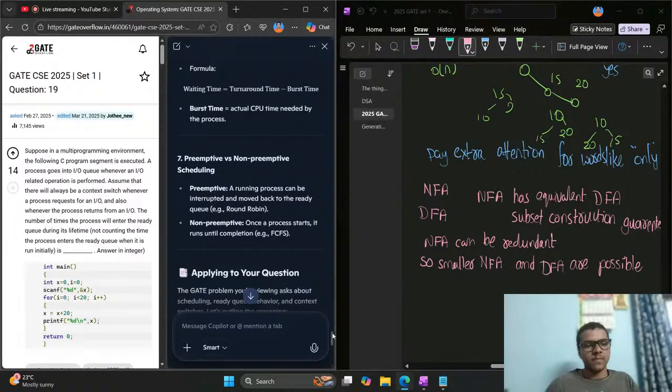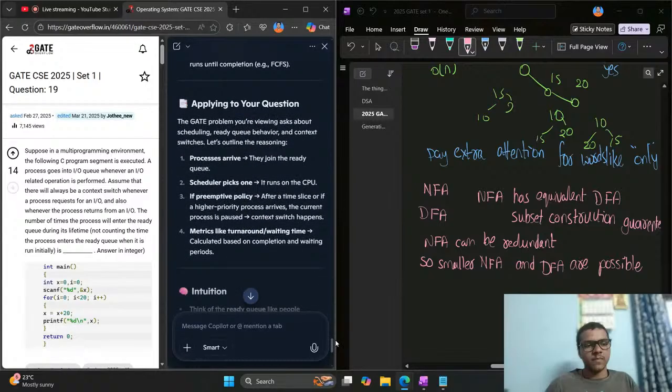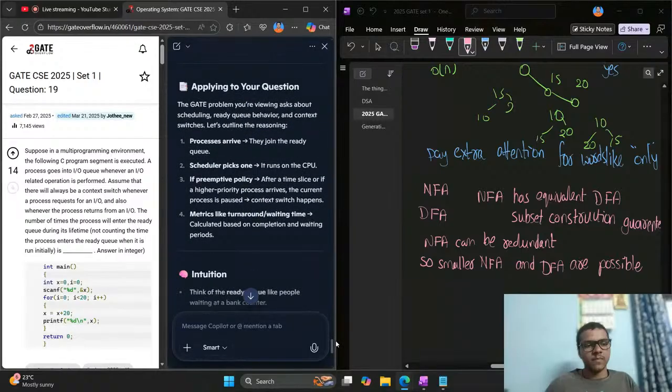Preemptive: interrupted. Non-preemptive. CFS. The GATE problem is about reviewing CPU scheduling, ready queue behavior, and context switches. Process arrival: they join the ready queue. The scheduler picks one, it runs on the CPU. It's a preemptive policy after it.